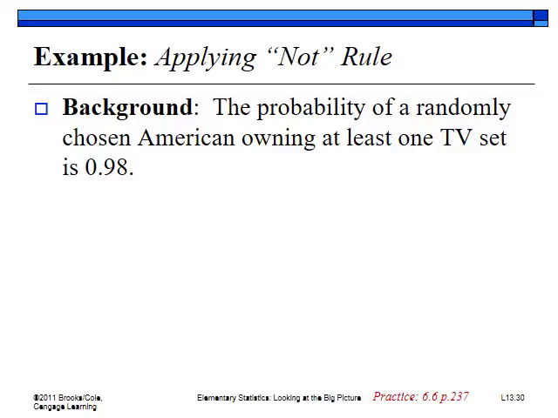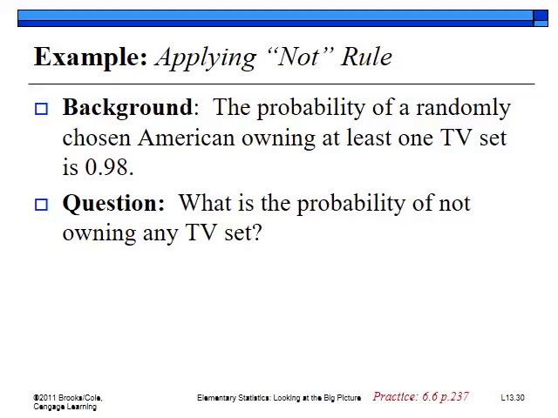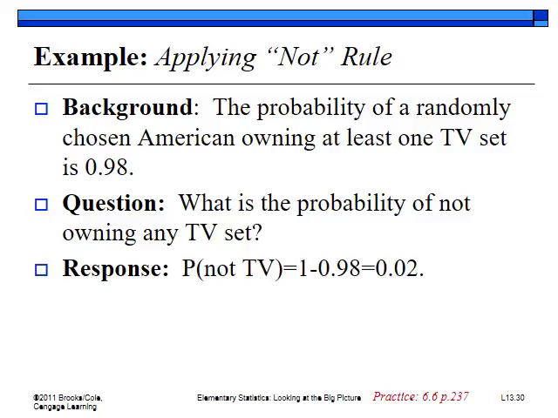For example, if the probability of a randomly chosen American owning at least one television set is 0.98, what is the probability of a randomly chosen person not owning a television set at all? Well, that's the opposite of the situation in the background section. So not owning any TV set is the not of owning at least one TV set. So the probability is 1 minus 0.98, which is 0.02, or 2%.